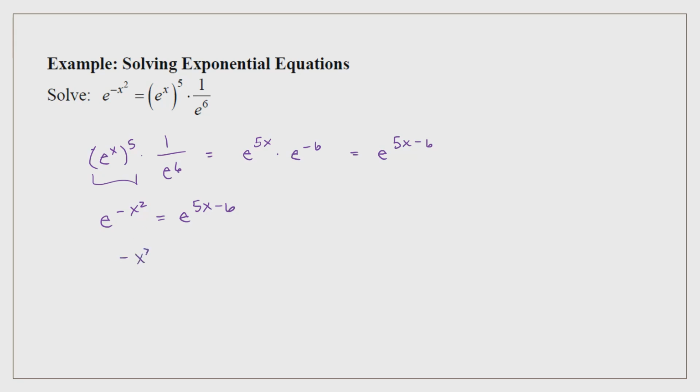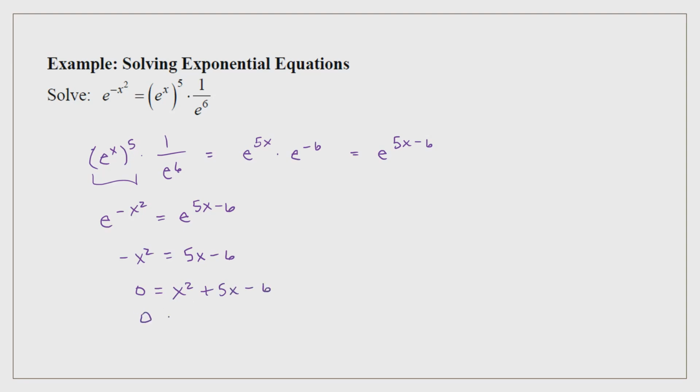So negative x squared equals 5x minus 6. Oh man, I see an x squared here, so that means I'm dealing with a quadratic. Okay, so what I'm going to do is get all of the terms on one side. So I'm going to have 0 equals x squared plus 5x minus 6.